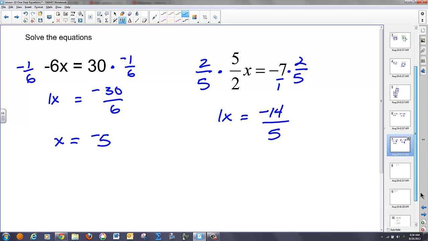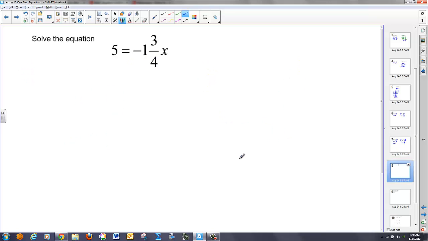Continuing to move forward, we notice that again we have an improper fraction. I'm going to change that. This is 4 times 1, which is 4, plus 3 is 7. So I have -7 over 4 times x. And in order to undo this multiplication of -7/4, I multiply by 4/7.